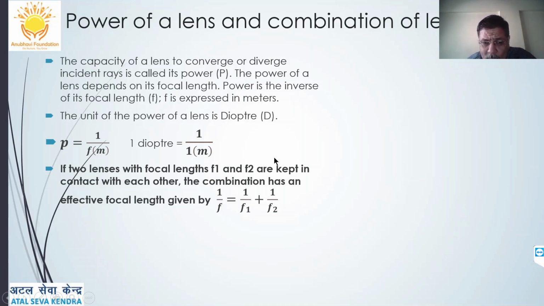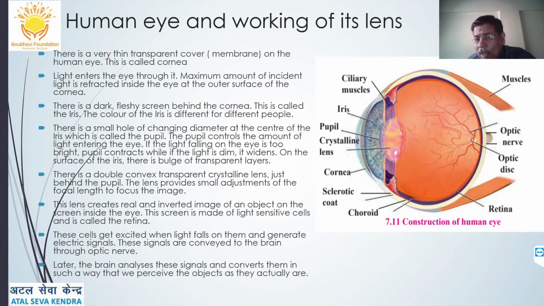If two lenses with focal length f1 and f2 are kept in contact with each other, the combination has an effective focal length as 1 upon f is equal to 1 upon f1 plus 1 upon f2, or P is equal to P1 plus P2. So that was something about the lenses, dear students.